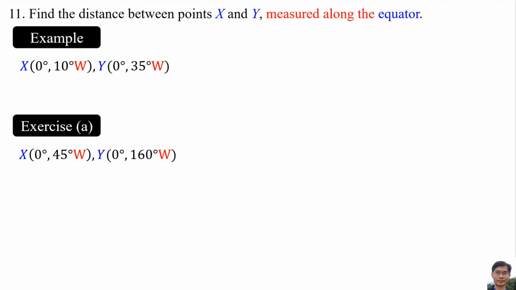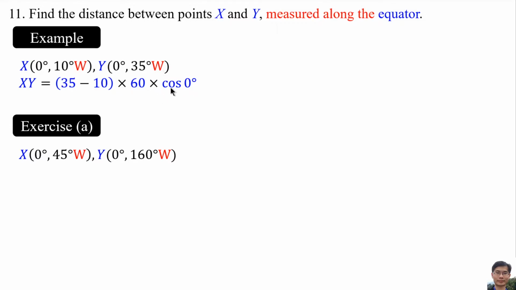Question 11. Find the distance between point X and Y measured along the equator. Example. So there are 2 points X and Y. They have the same latitude but different longitude. So the distance between X and Y is the horizontal distance. Distance XY is the difference between the longitudes, 10 degrees west and 35 degrees west.